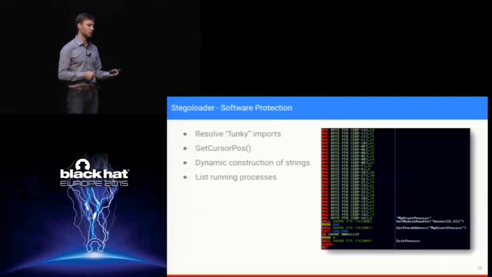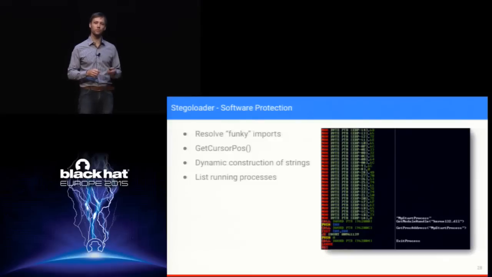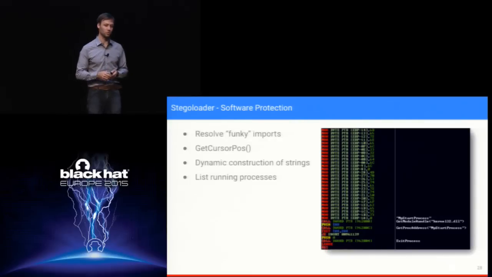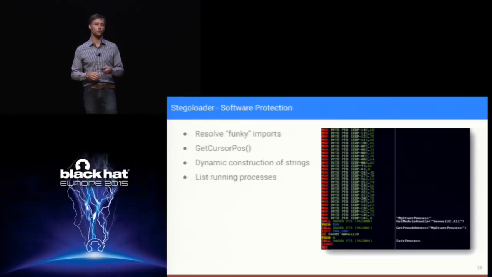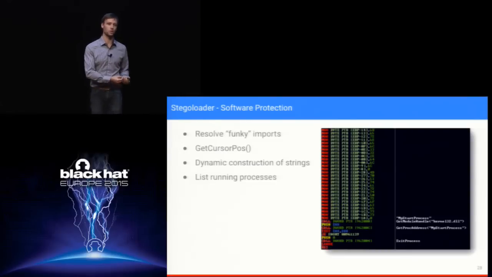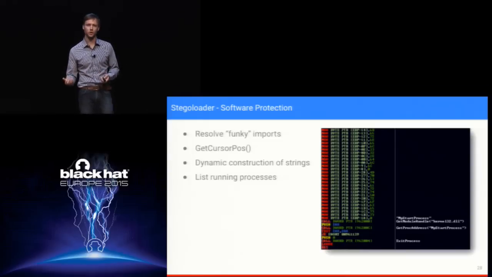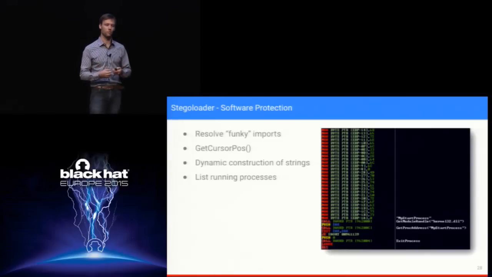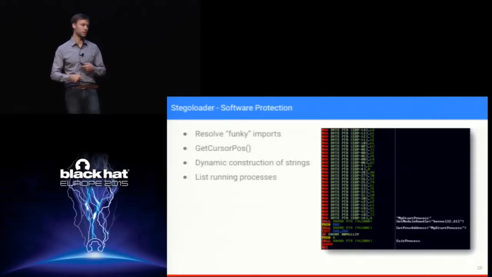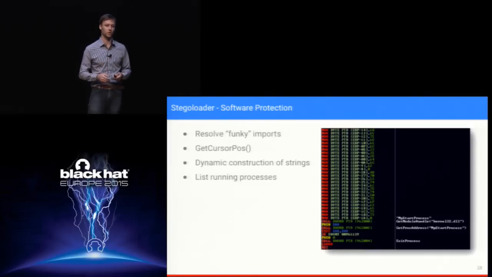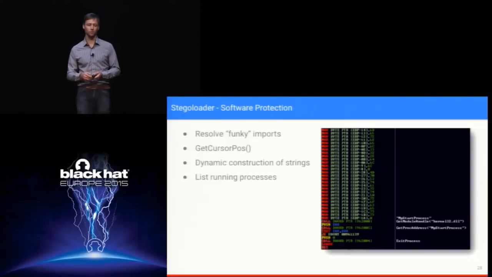Strings in the binaries are constructed dynamically, so the characters are moved onto the stack before using the strings, so that if you run strings, for example, on the binary, you pretty much won't find anything. And finally, the malware also lists the processes running on the machine. So if there is a network traffic capture program running, or something like procmon, or any kind of debugger, WinDBG, OllyDBG, the malware will stop executing directly without exhibiting any kind of malicious behavior.